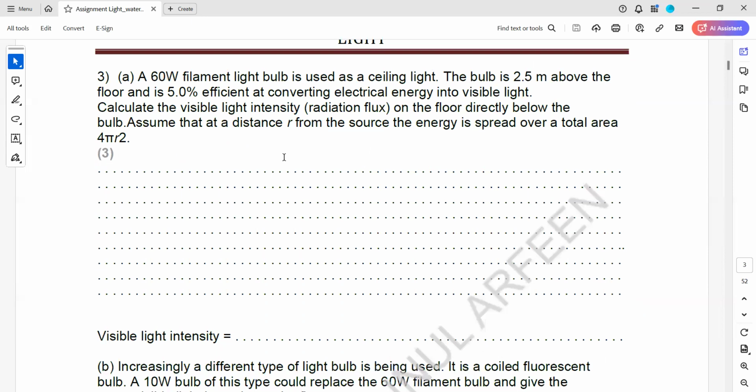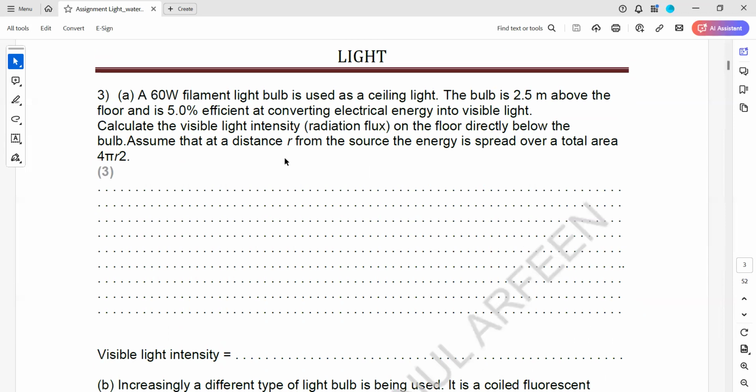In question 3, a 60-watt filament bulb is used as a ceiling light. The bulb is 2.5 meters above the floor and is 5% efficient at converting electrical energy. Calculate the visible light intensity, the radiation flux, and assume that the radiation from the source is spread over the total area 4 pi r squared. So for example, the lamp is there on the ceiling, and this floor is 2.5 meters below.